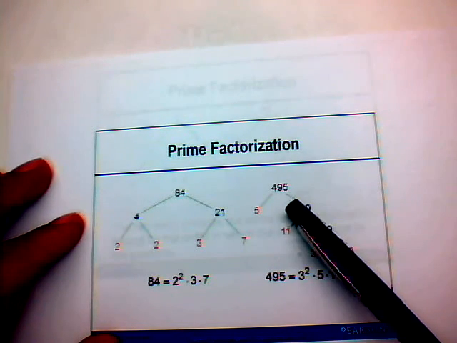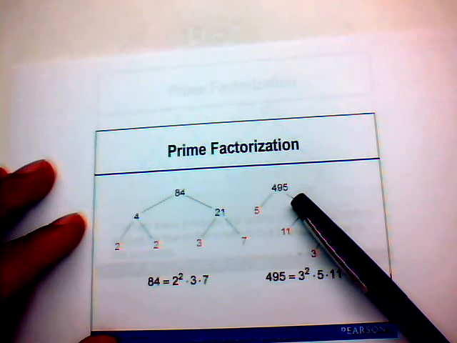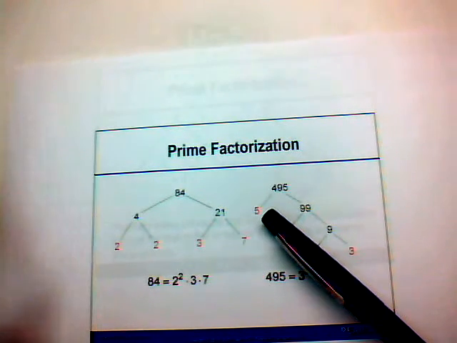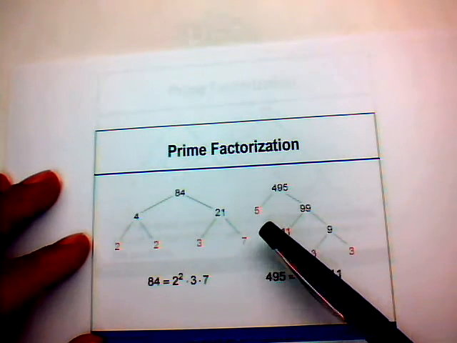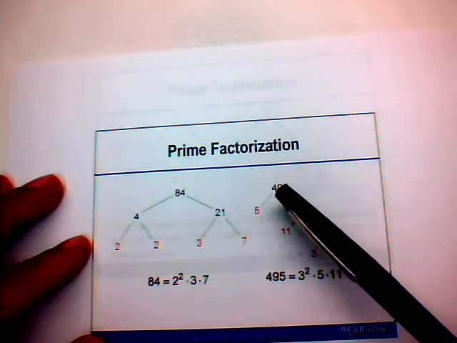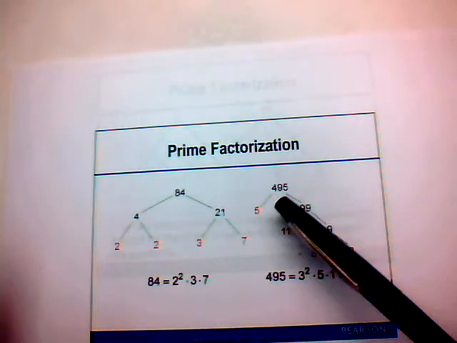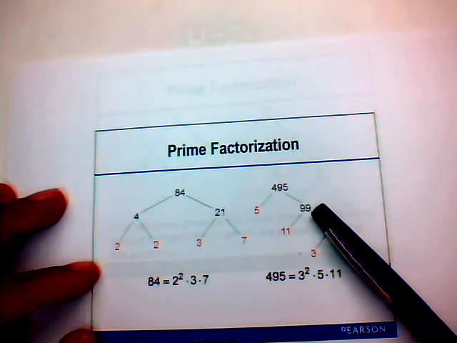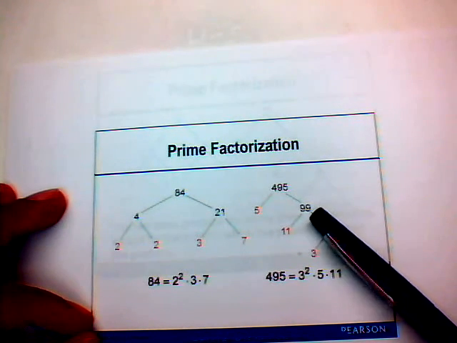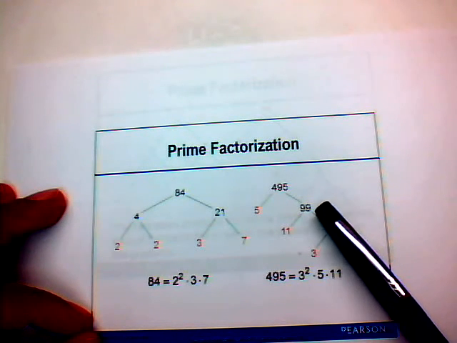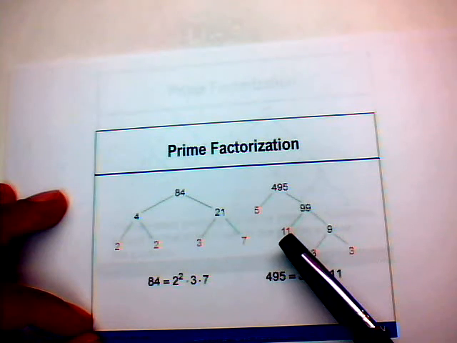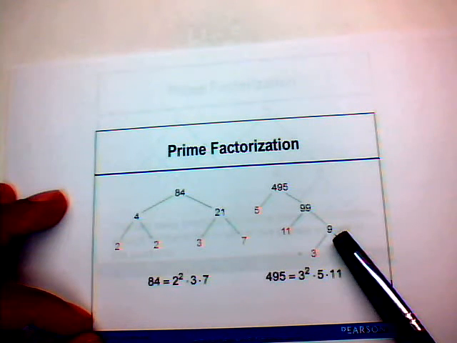Another example will be the number 495. Well, we can start off with 5 because I know that 495 is divisible by 5. So divide 5 into 495, you're going to get 99. So you have 5 times 99. Now 5 is prime, but 99 is not, because I can break 99 up into 11 times 9.